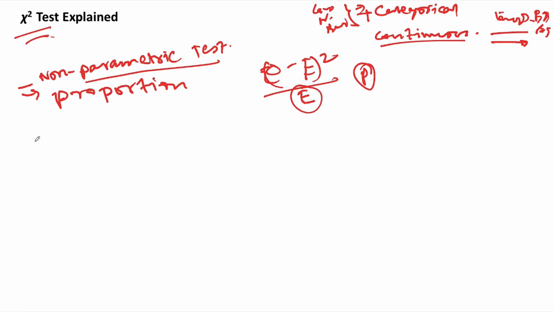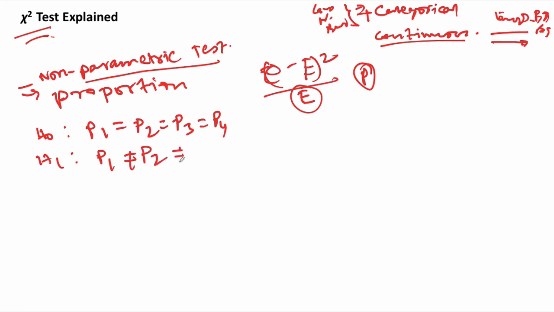Now, in this case, if you try to make the hypothesis, the null hypothesis is nothing but P1 equals P2 equals P3 equals P4, let's say. And the alternate hypothesis will be that they are not equal. So P1 not equal to P2, not equal to P3, not equal to P4. We'll take a detailed example in upcoming lectures and we'll explain that.